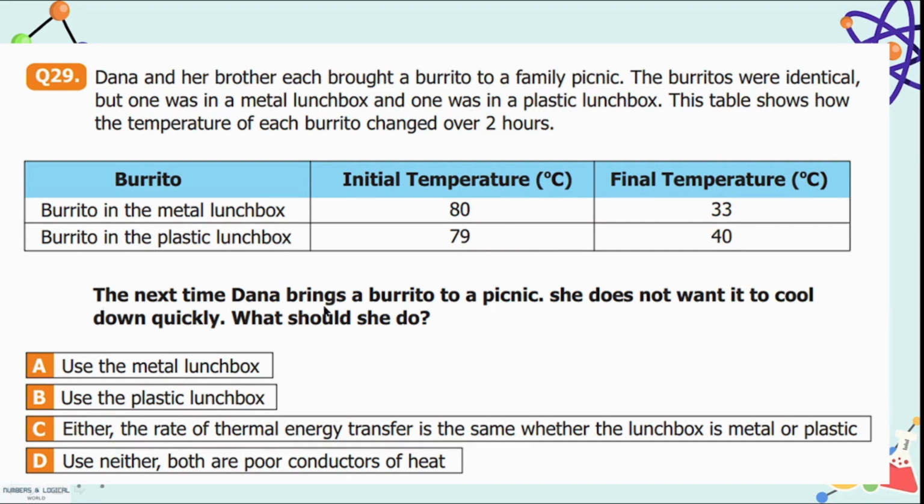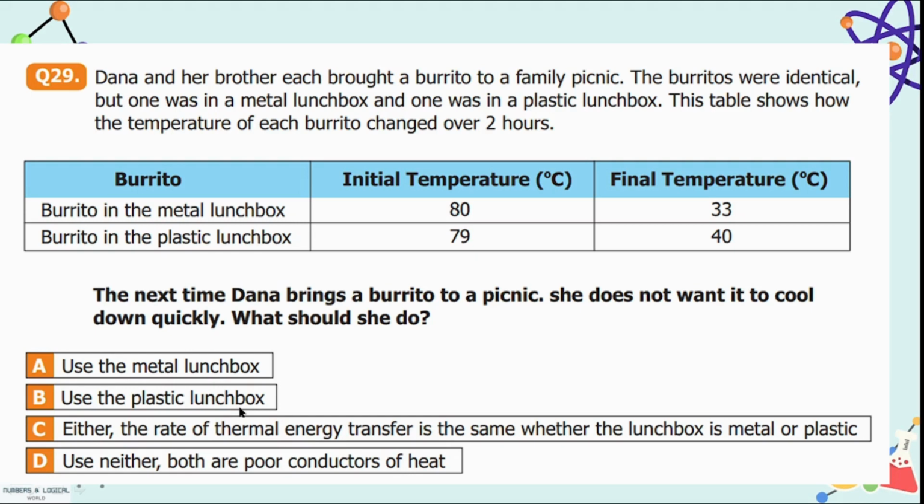The next time Dana brings a burrito to a picnic, she does not want it to cool down quickly. What does she do? Option A, use the metal lunchbox. Option B, use the plastic lunchbox. C, either, the rate of thermal energy transfer is the same whether the lunchbox is metal or plastic. D, use neither, both are poor conductors of heat.